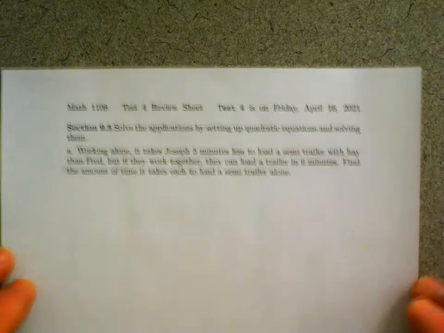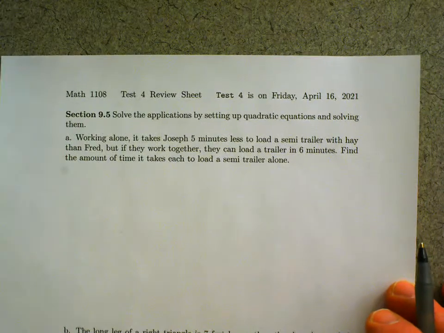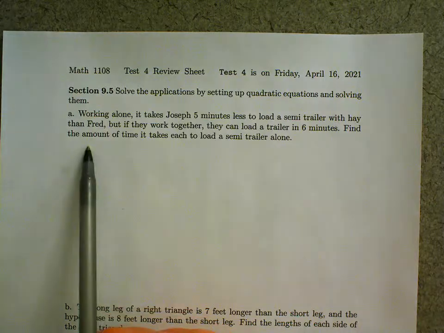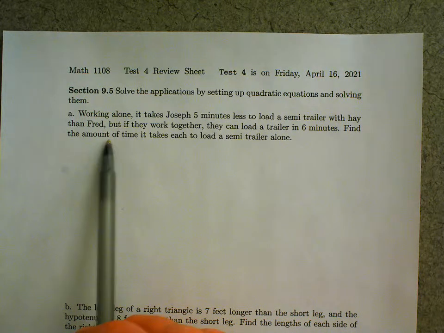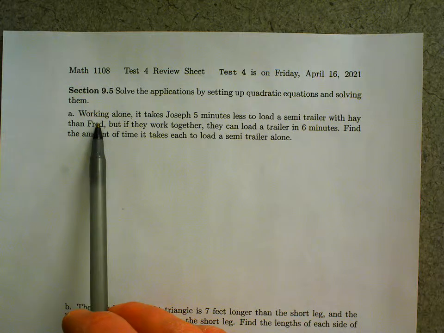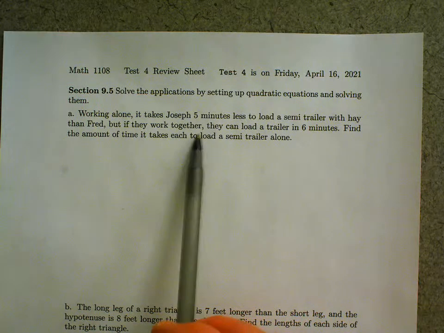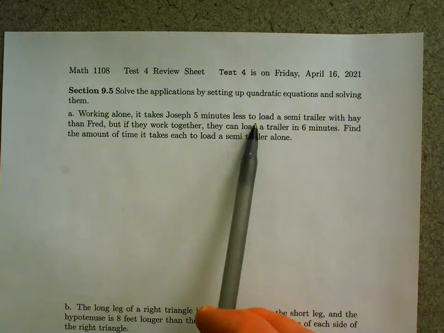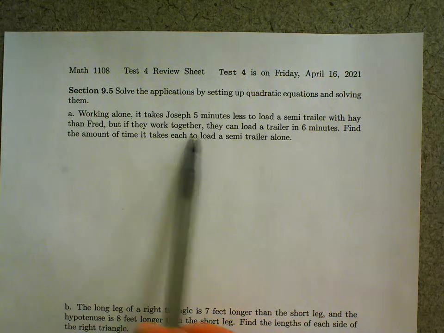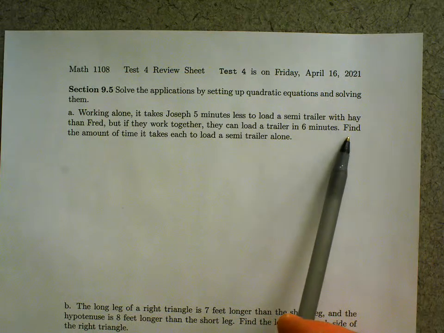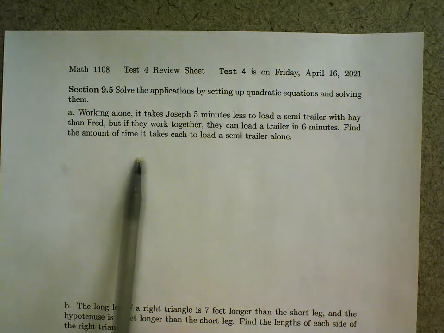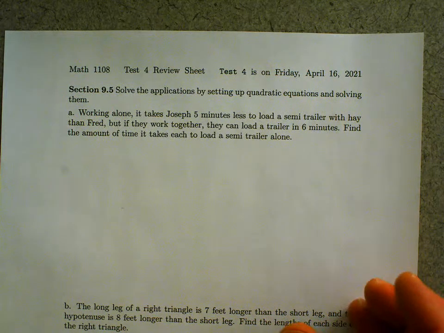Section 9.5, we have some word problems. This is a work problem, so equations have the form rate times time equals 1. Working alone, it takes Joseph 5 minutes less to load a semi-trailer with hay than Fred, but if they work together, they can load a trailer in 6 minutes. Find the amount of time it takes each to load a semi-trailer alone.